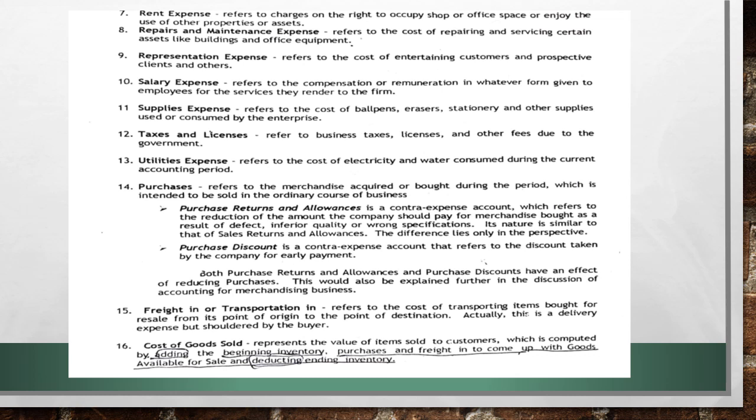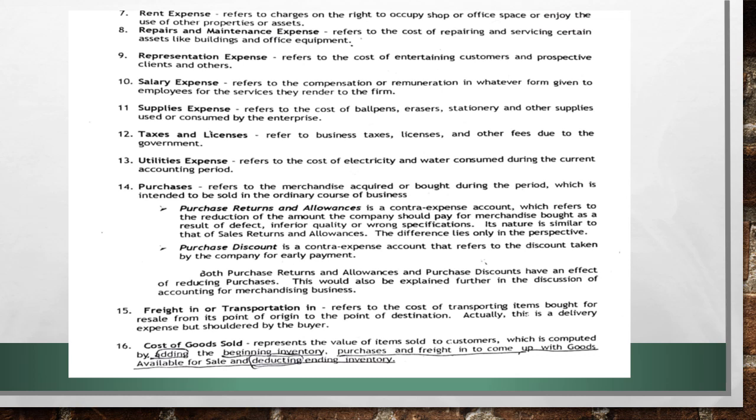Salary expense, those are the compensation or remuneration in whatever form given to employees. Supplies expense, cost of the ballpens, erasers, stationery, and other supplies used by the company. Taxes and licenses, those are the business taxes and other fees due to government. Utilities expense, cost of electricity and water consumption.